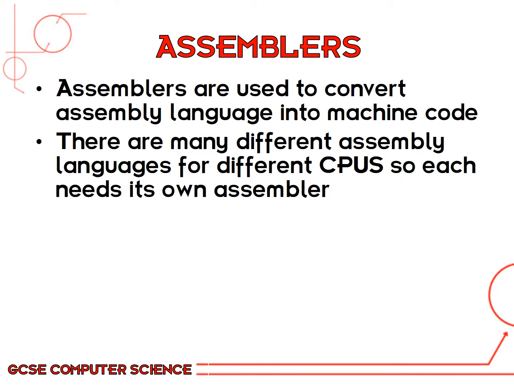Take a look at an assembler first. An assembler is used to convert assembly language into machine code. There are many different assembly languages for different CPUs, so each one needs its own assembler.